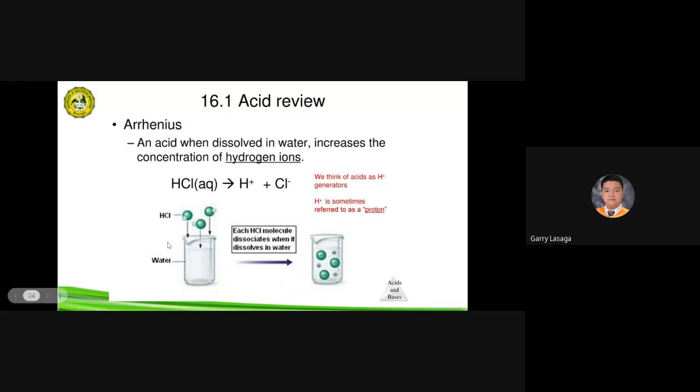So when we place HCl in water, HCl will dissociate. It will break into the proton and chloride, this one here. So there will be more proton in the water. Pag magdadagdag ka ng HCl ngayon, dadami ngayon yung H plus sa solution or sa water. And this HCl, kaya tinawag siya na Arrhenius acid because of this property.